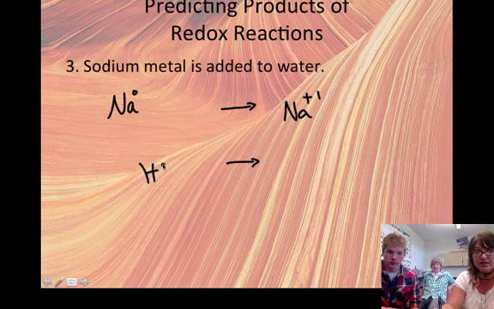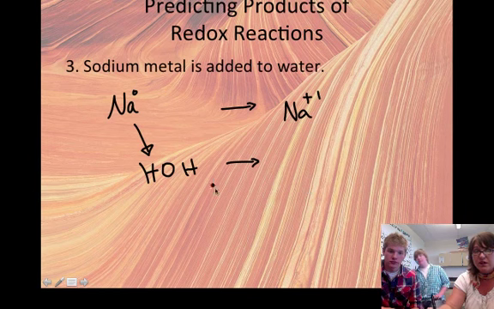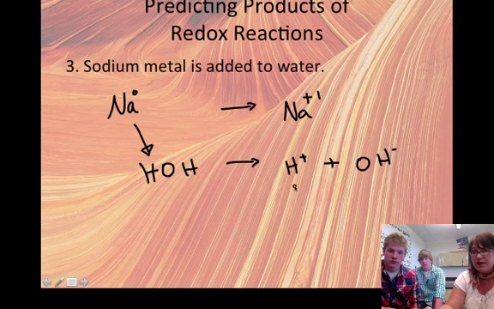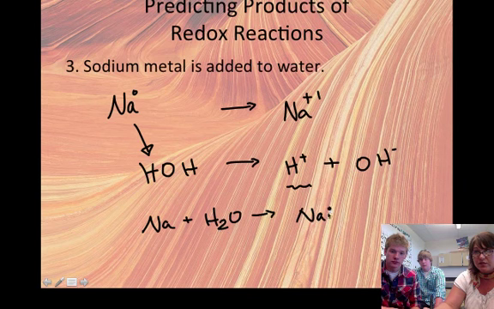And then we've got water. I'm going to write it this way on purpose, because then you can see this is a hydrogen displacement problem. So we're going to get hydrogen ions that separate from hydroxide ions. We can't have these guys just floating around. Hydrogen doesn't exist as a monatomic beast anyway. So we're going to take our sodium, put it with our water, and we can make sodium hydroxide here.